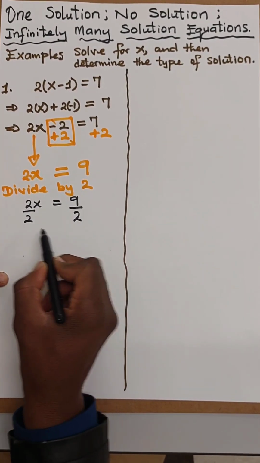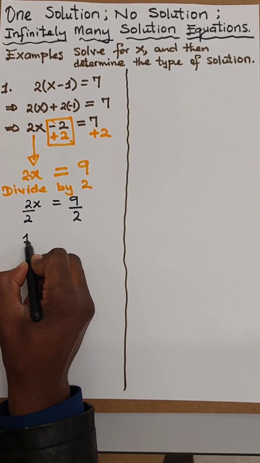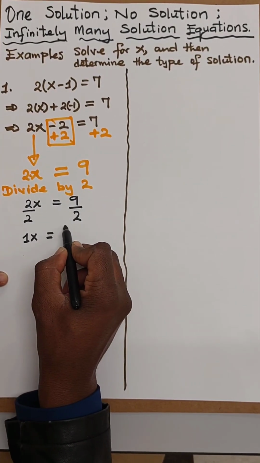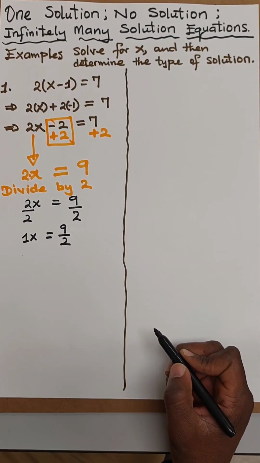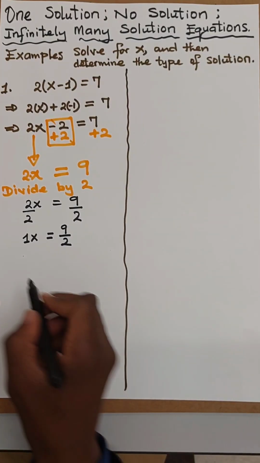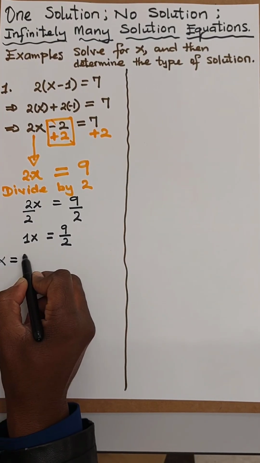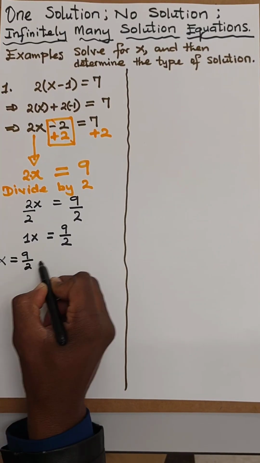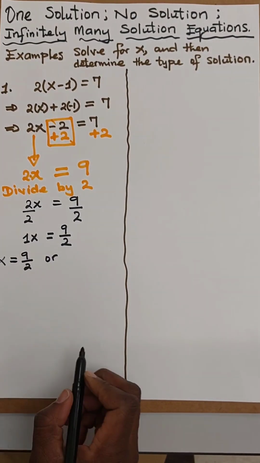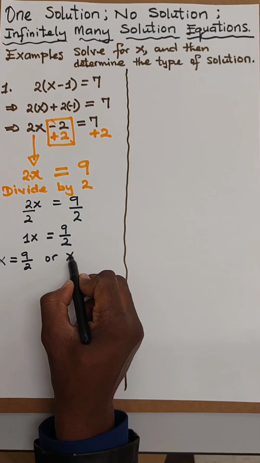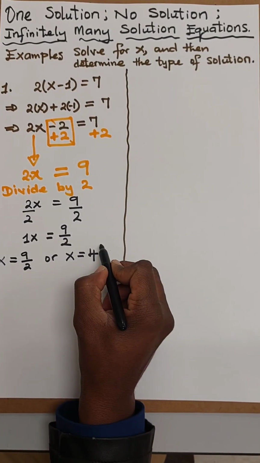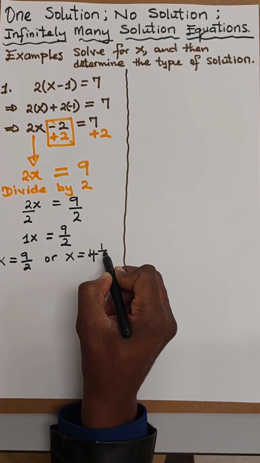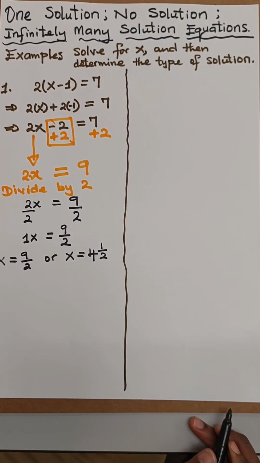This is what it's going to look like. 2 divided by 2 is 1, so you want 1x equal to 9 over 2. Again, remember, it is okay to have a fraction for an answer. So this is the same as x equals 9 over 2, or if you want to write this as a mixed number, x is equal to 4 and 1/2, because there are 4 whole 2's in 9, and the remainder is 1 out of the divisor of 2.